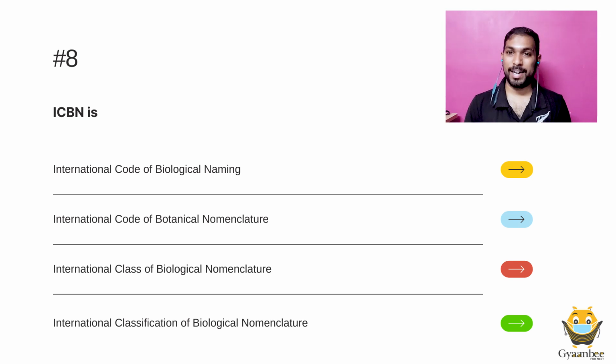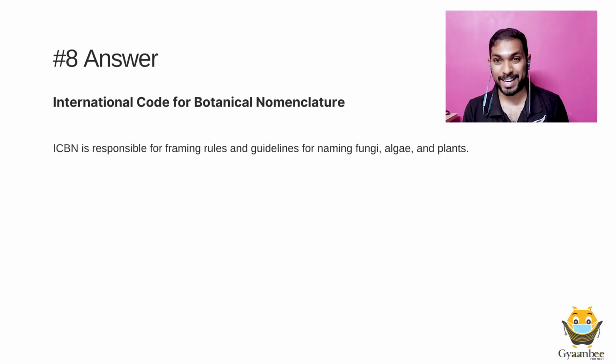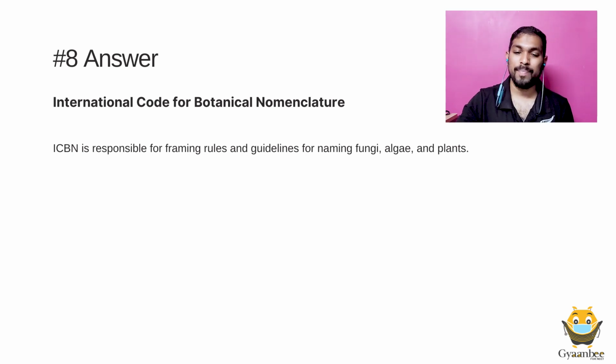A lot of people, I think, were in a hurry to answer the questions, because people have answered International Class of Biological Nomenclature as the right answer, but it is in fact International Code for Botanical Nomenclature. It's not biological, it is botanical. I think people got a little confused. But anyway, ICBN, or International Code for Botanical Nomenclature, is responsible for framing rules and guidelines for naming fungi, algae, plants, etc. Okay, so that's the answer I was looking for.